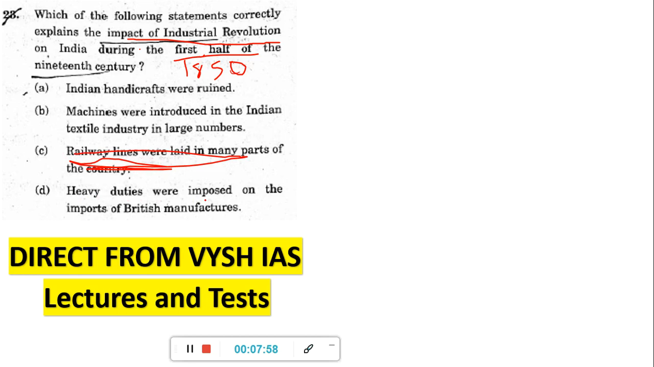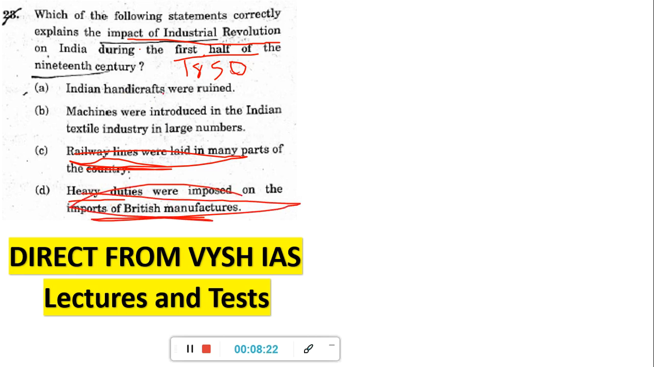Heavy duties were imposed on the import of British manufactures. This is also commonsensically wrong. Why would they put heavy duty on British manufactured products? They wanted India as a market. They were taking raw materials from here and pushing products here. So obviously heavy duty will not be imposed on imports; it will be kind of free. Everything will come here freely and then Indians will have to buy the British goods. So this is also wrong.